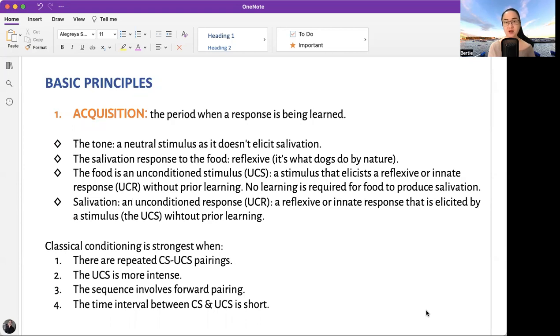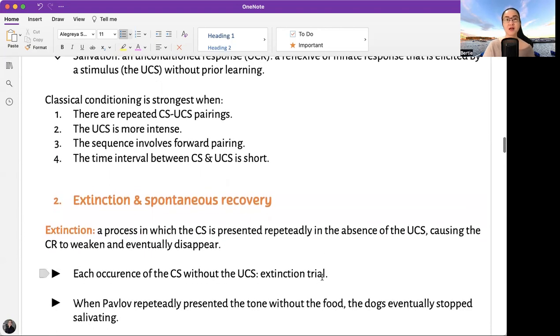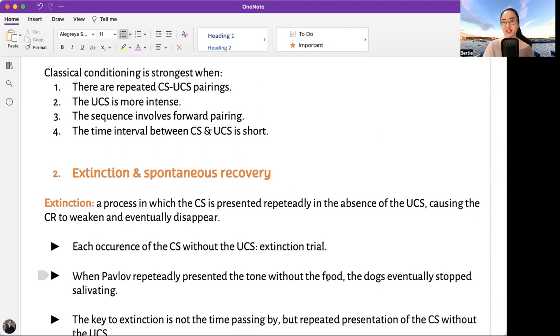Salivation, an unconditioned response, UCR, a reflexive or innate response that is elicited by a stimulus, the UCS, without prior learning. Classical conditioning is strongest when there are repeated CS-UCS pairings. The UCS is more intense. The sequence involves forward pairing. The time interval between the CS and UCS is short.